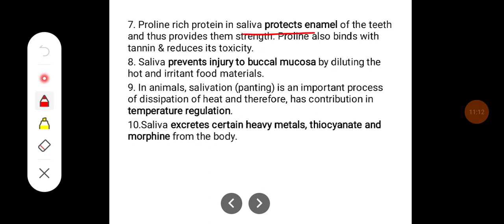Protein in saliva protects the enamel of the teeth and thus provides them strength. Proline also binds with the tannin and reduces its toxicity. Saliva prevents injury to the buccal mucosa by diluting the hot and irritant food materials.